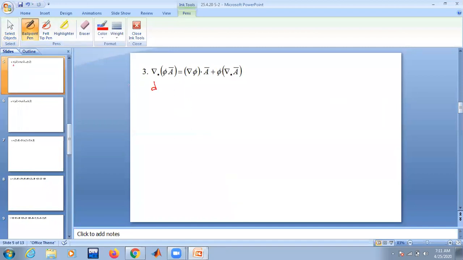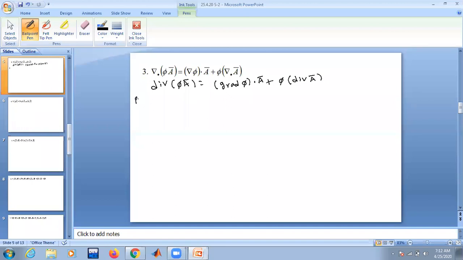Divergence of phi A bar is equal to, what is del phi? Grad phi dot A bar plus phi into, what is del dot A bar? Div A bar. Okay, so let's take LHS and show RHS.